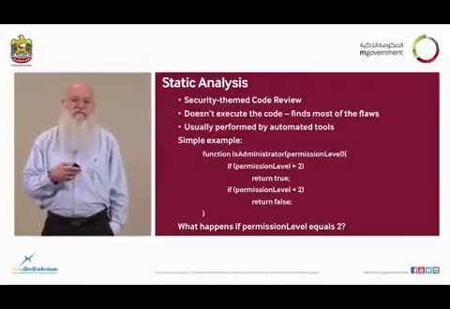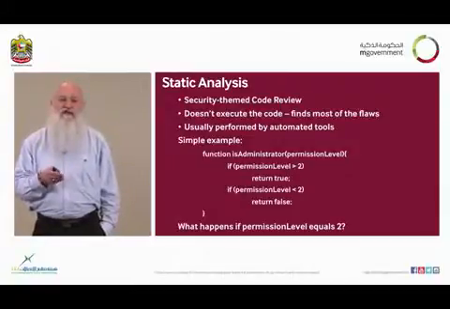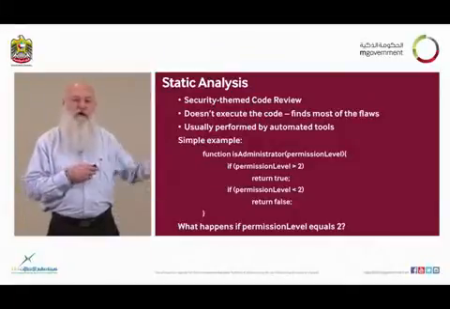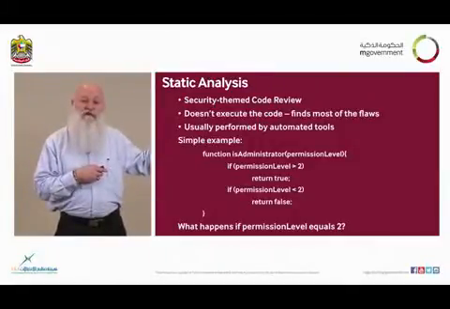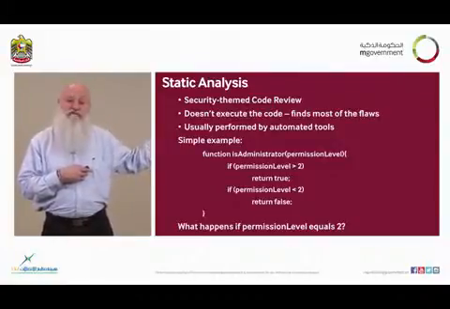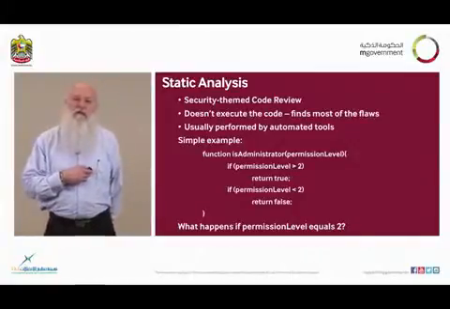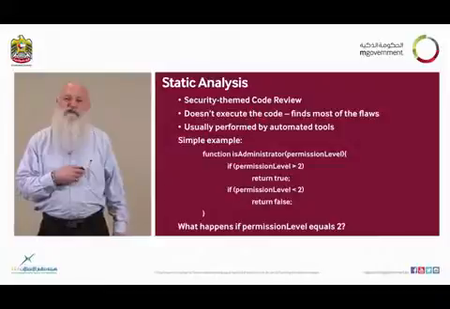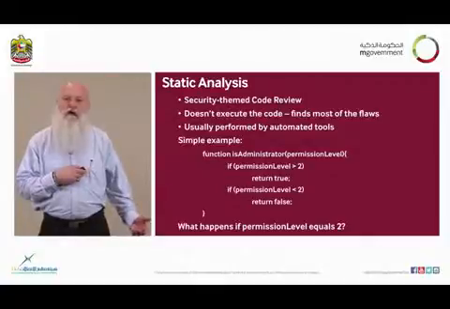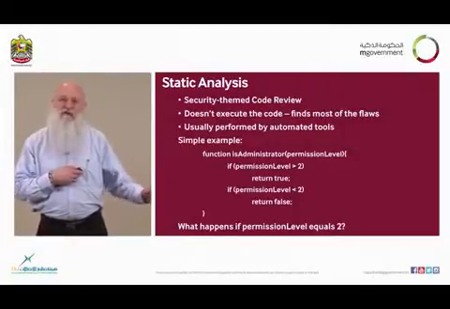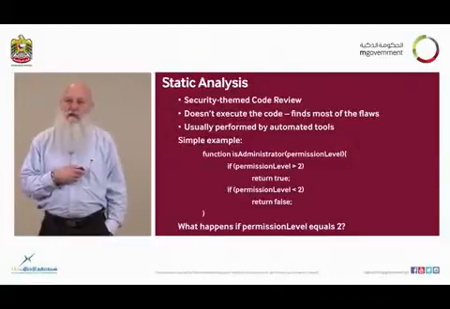Examine this function. We're going to test if someone is an administrator by evaluating their permission level. So, if permission is greater than 2, we return true. If permission is less than true, we return false. What happens if permission is equal to 2? That's undefined. So now we have a program, we don't know how it's going to behave in a specific situation. That's not good. This would have been detected through static program analysis.